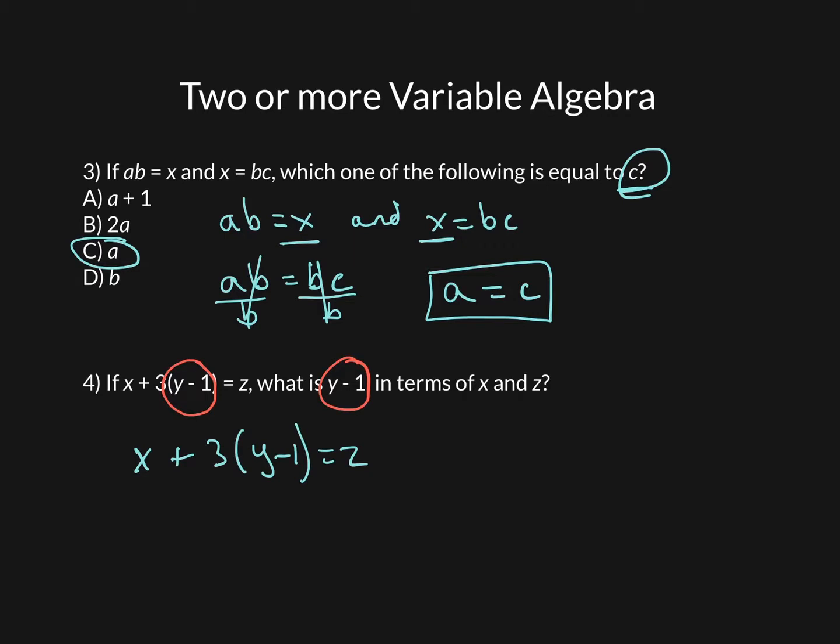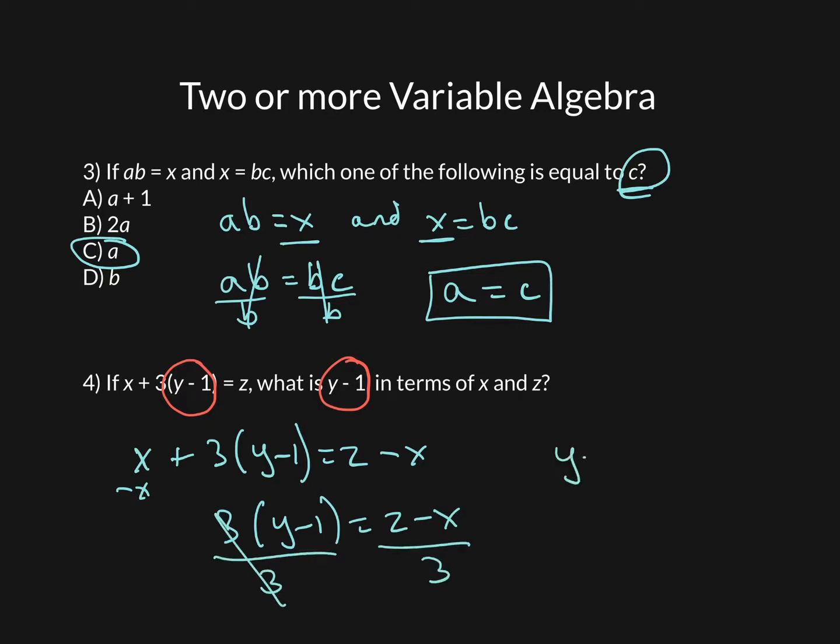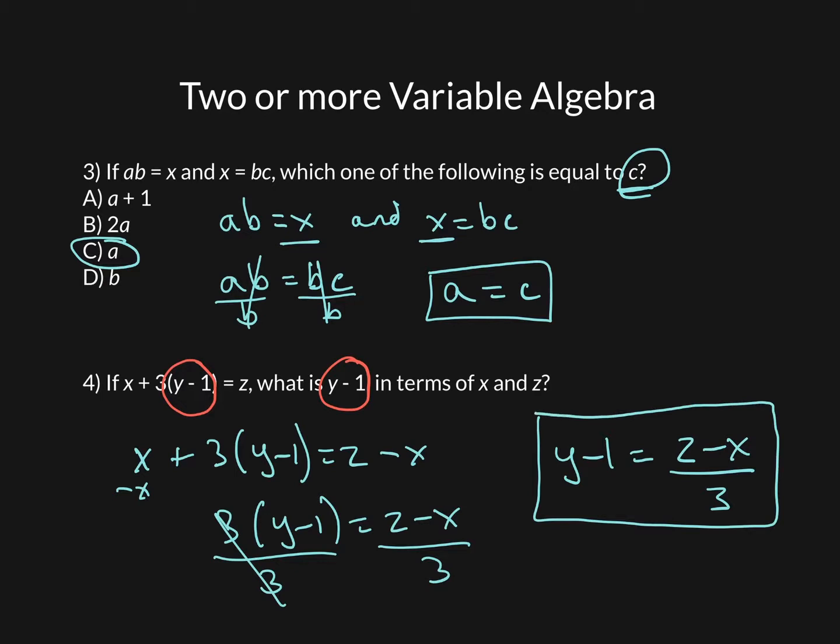So let's minus x initially. So we have 3 times y minus 1 equals z minus x. Then we'll be dividing by 3 on both sides. And simply we get y minus 1 is equal to z minus x over 3. And that's our final answer. We didn't have to solve for y. We just solved for y minus 1 in terms of x and z.